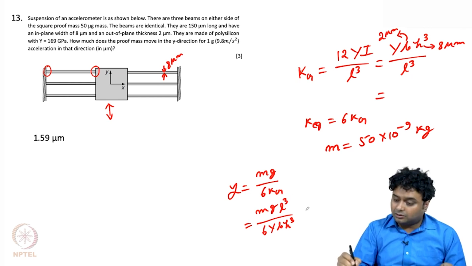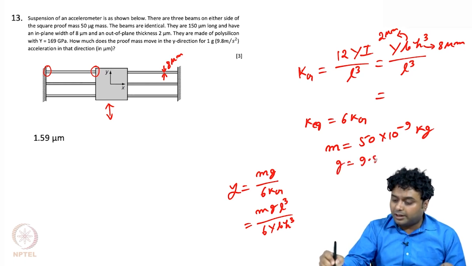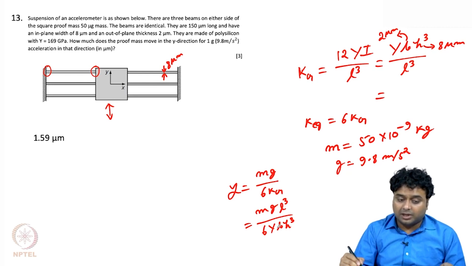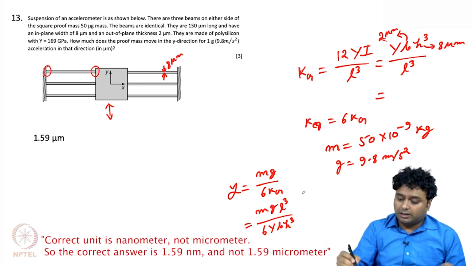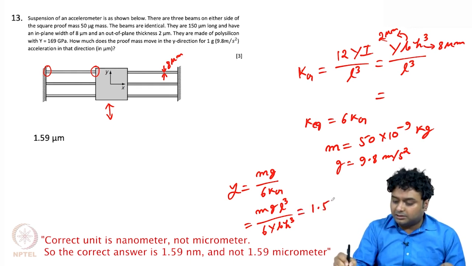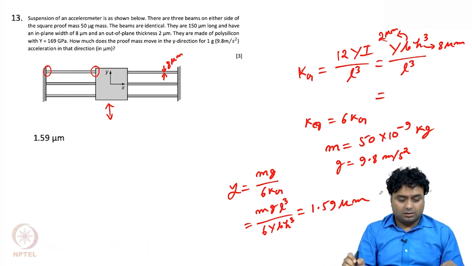So here you know m, you know g equals 9.8 meter per second square, you know L equal to 150 micron, you know Y equal to 169 gigapascal or 169 into 10 to the power 9 Newton per meter square, you know b equal to 2 micron. So this is most important, that b equal to 2 micron and h is equal to 8 micron, not the other way, and if you put all those values, then you will get 1.59 micrometer. So, that is all for assignment 1.